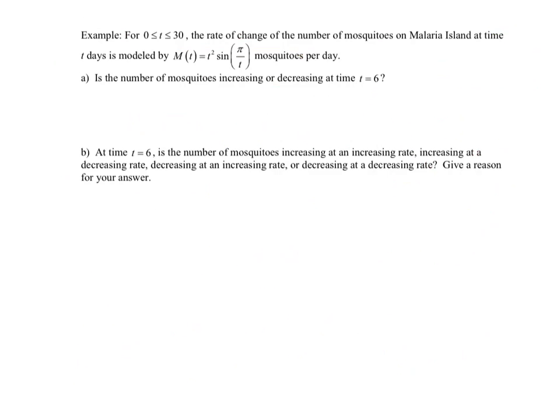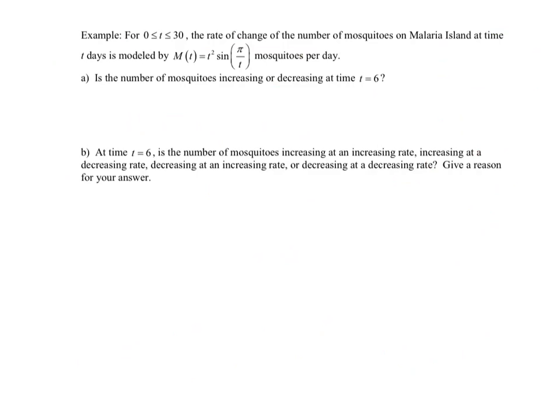So in our next example here, I'm not necessarily certain that we need to solve it as much as we need to set it up and make sure we're looking at the same thing. So for example, for 0 to 30, the rate of change in the number of mosquitoes at time t is measured by this equation, which is measured in mosquitoes per day. Is the number of mosquitoes increasing or decreasing at time t equals 6?